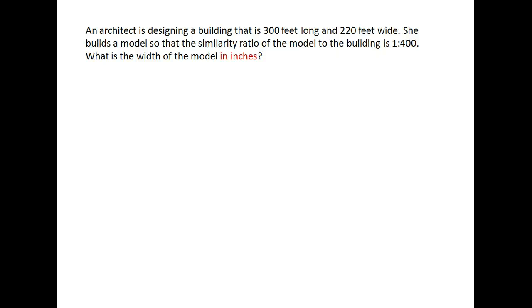There's one more example. So we have an architect designing a building that is 300 feet long and 200 feet wide. She builds a model with the similarity ratio of 1 to 400. What that means is that 1 inch on the model would be 400 inches on the actual building, or 1 foot on the model is 400 feet on the actual building. So we have a ratio of 1 to 400.